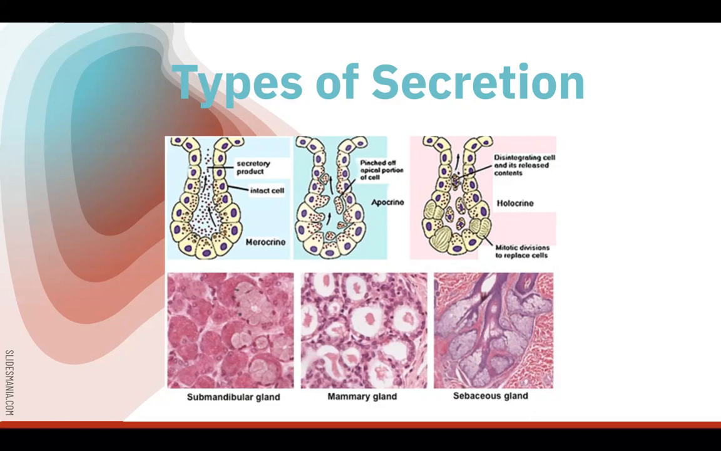Like the holocrine glands, apocrine glands also accumulate their products, but they only accumulate them just beneath the free surface. So basically the apex of the cell pinches off, the apical portion of the cell, and then it releases the secretory granules in a small amount of cytoplasm. Then the cell repairs its damage, and then the process repeats again and again.